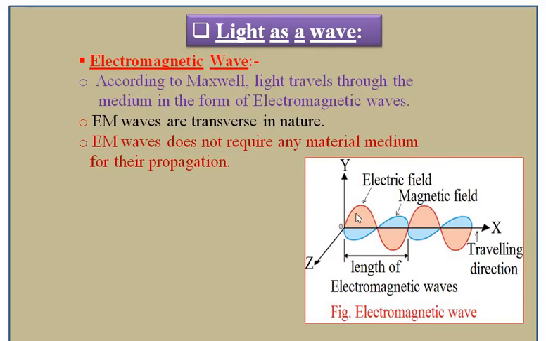These two fields, electric field and magnetic field, are mutually perpendicular to each other, and these two are again perpendicular to the direction of propagation of light. Means, according to Maxwell, light travels through the medium in the form of electromagnetic waves. Sun rays reach us in the form of electromagnetic waves. The electromagnetic waves are transverse in nature. The nature of the light wave is transverse.